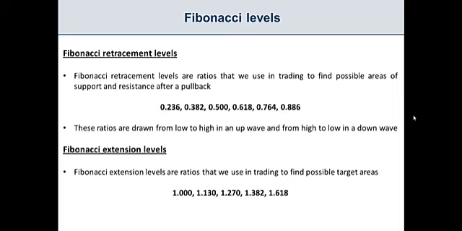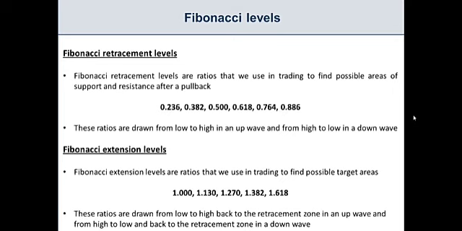Now, the extension levels that we are going to be using are the 1, the 1.13, the 1.27, the 1.382, and the 1.618. Of course, there are more Fibonacci extension levels like the 2.24, but in this case we are not going to be using it in our harmonic pattern search. The ratios are drawn from low to high back to the retracement zone in an up wave, and from high to low and back to the retracement zone in a down wave.